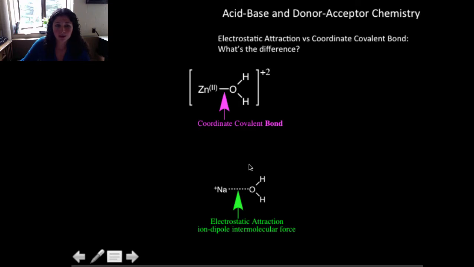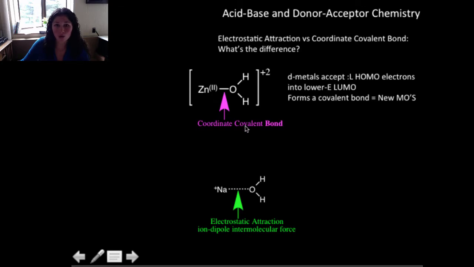Now the main difference here is that the zinc ion does not have a closed shell, and so it has orbitals on zinc that can accept electron density from the water. And so you can think of this as the highest occupied molecular orbital on water is going to donate electron density into the lowest unoccupied orbital on zinc and form a new covalent bond or a new molecular orbital.